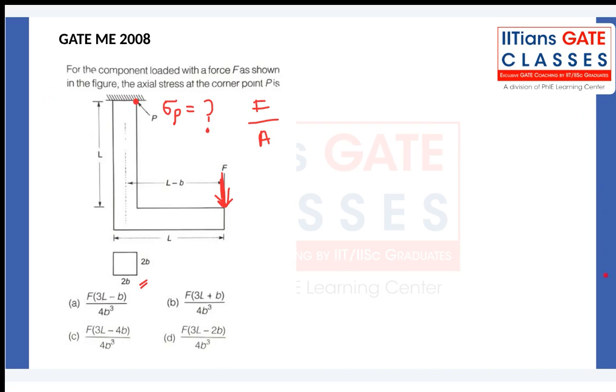Can you tell me what is this force F for the member AB? Let me say this is AB. Can you figure it out? What is this force F on the member AB? It is an eccentric axial load.